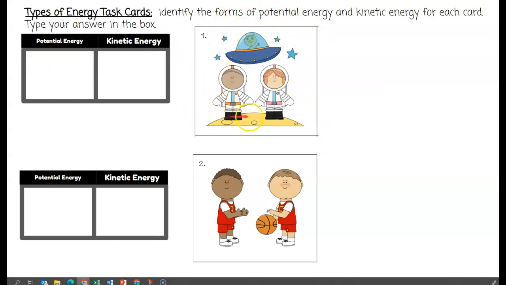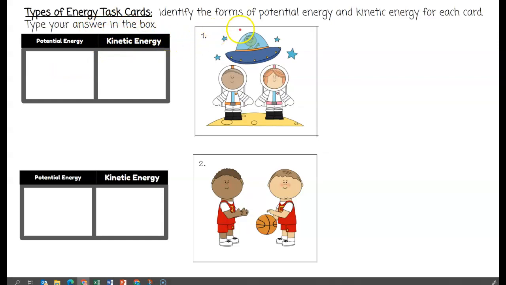So if we look at these 2 astronauts standing on the moon, up here are stars, and here is a Martian in a spaceship, all right? Potential energy. Well, we've got 2 astronauts, and they're standing still. They're not moving, all right? They're not waving. They're just standing still. So for potential energy, I would put 2 astronauts standing still. Done.